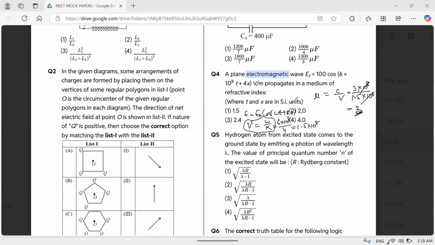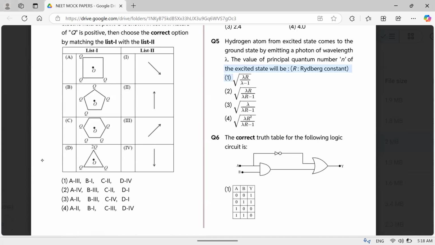Got it? Yes. What is the formula for the electromagnetic wave to calculate the refractive index? μ equals C by V. And how do you calculate the V when V is not given? V equals ω divided by k. Done? Sure. Question number 5.